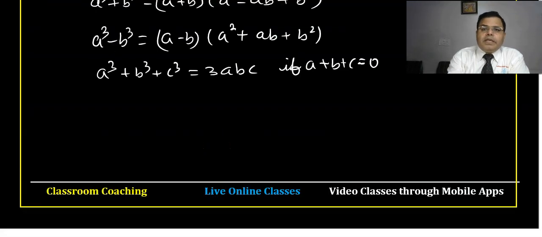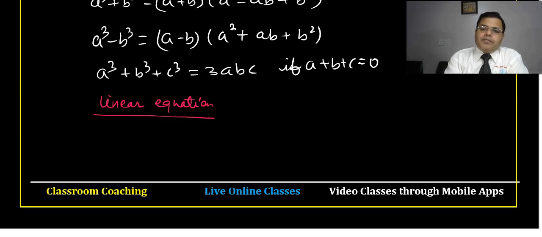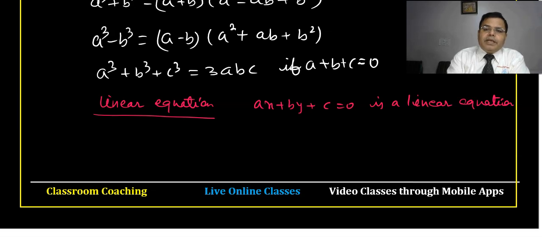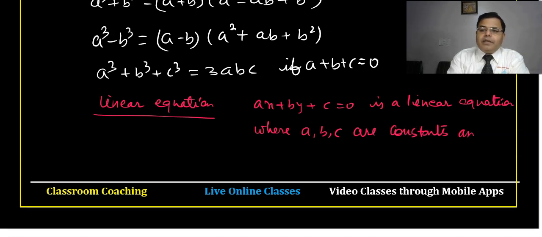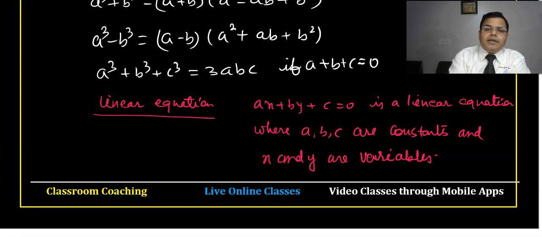So it is about the linear equation. A linear equation is what? Any equation in the form of x and y, ax plus by plus c is equal to 0, is a linear equation, where a, b, c are constants and x and y are variables. It always represents a straight line. Remember this, it represents a straight line. So this is the equation of a straight line.